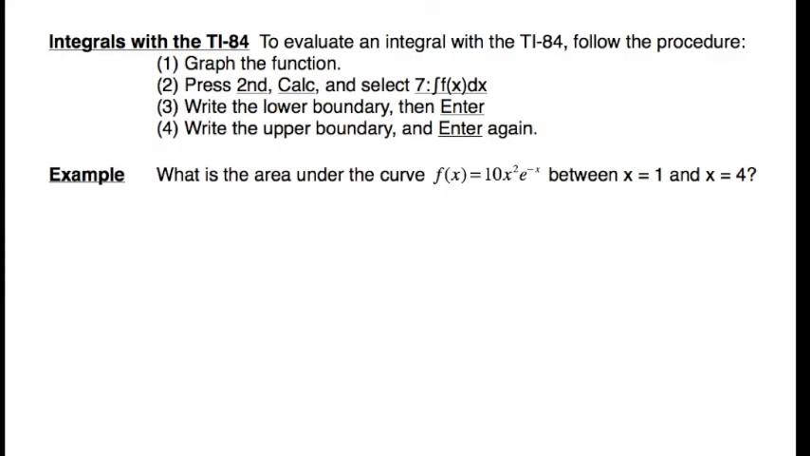With your calculator, if you have a TI-84, you can follow these instructions. If you have another calculator, you can easily find online how to find the integral. Try it with this function here, f of x equals 10x squared times e to the negative x. Find the area between the x-axis, the curve, and the vertical boundaries x equals 1 and x equals 4. And you should find A equals 13.632. Very useful, crucial in AP exams for all the calculator sections.